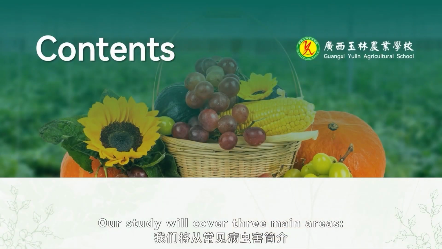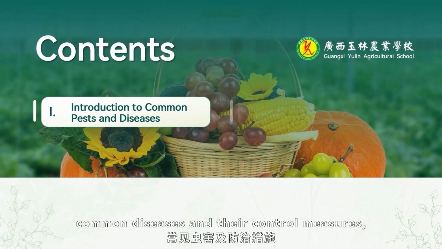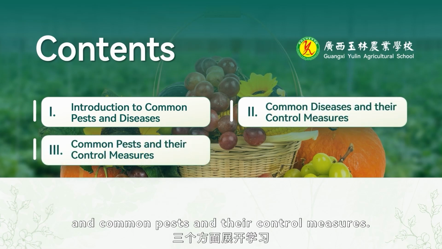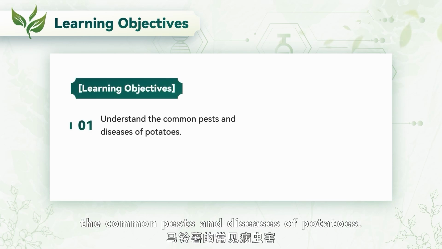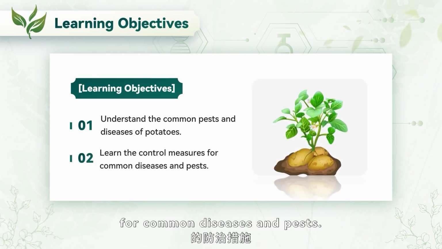Our study will cover three main areas: an introduction to common pests and diseases, common diseases and their control measures, and common pests and their control measures. The learning objectives of this lesson are: 1. To understand the common pests and diseases of potatoes. 2. To learn the control measures for common diseases and pests.